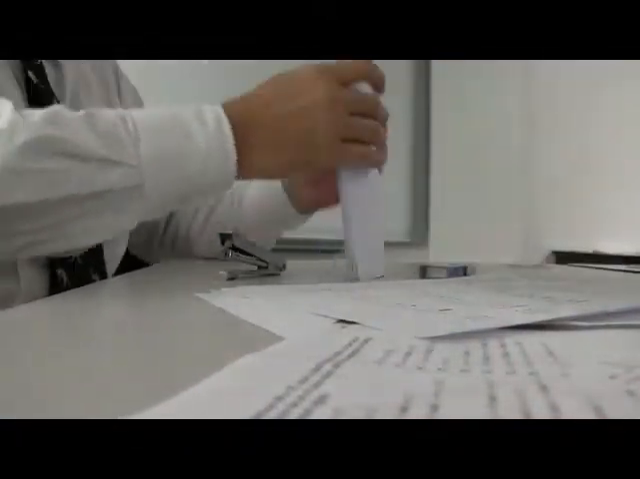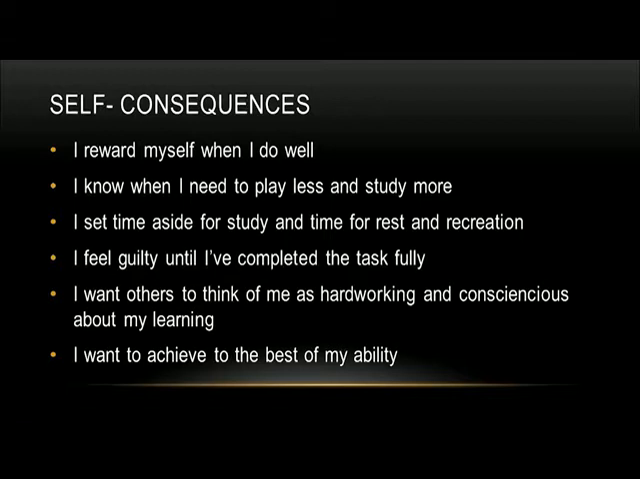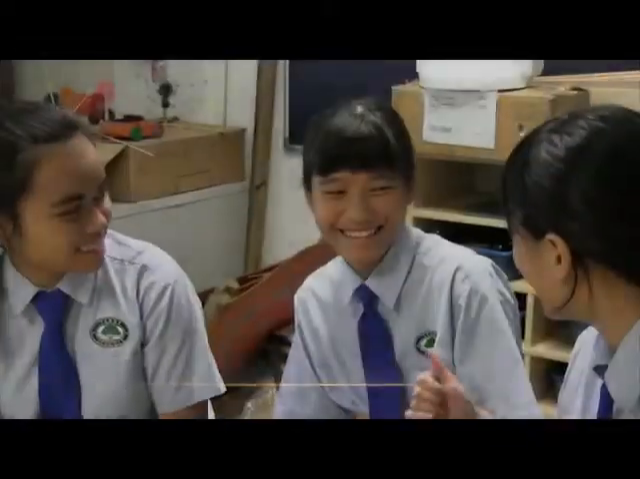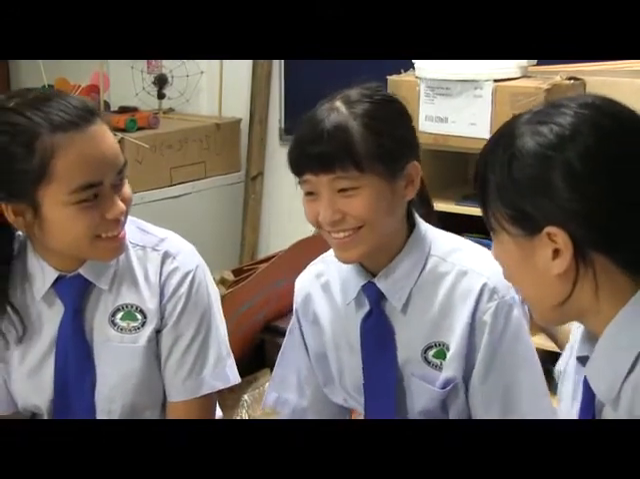Self-consequences. I reward myself when I do well. I know when I need to play less and study more. I set time aside for study and time for rest and recreation. I feel guilty until I've completed the task fully. I want others to think of me as hardworking and conscientious about my learning.